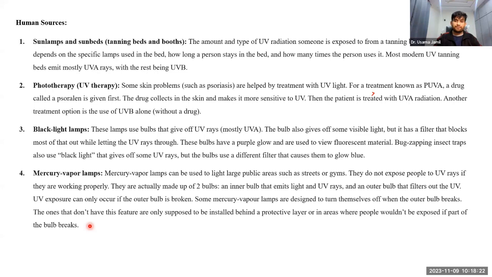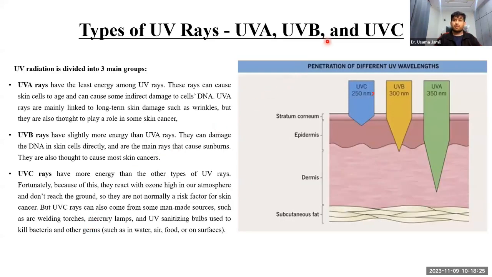Coming to the next topic, types of UV rays: UVA, UVB, and UVC. If we talk about the penetration of different UV wavelengths, UVC penetrates the least, UVB is the moderate one, and UVA penetrates the most compared to the other types of UV rays. This is a section of skin zoomed under a microscope, showing different skin layers to estimate the potential depth of the ray approaching the skin. UVA penetrates the most, UVB is in between, and UVC penetrates the least.